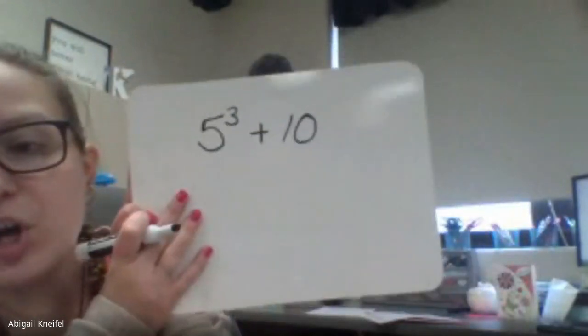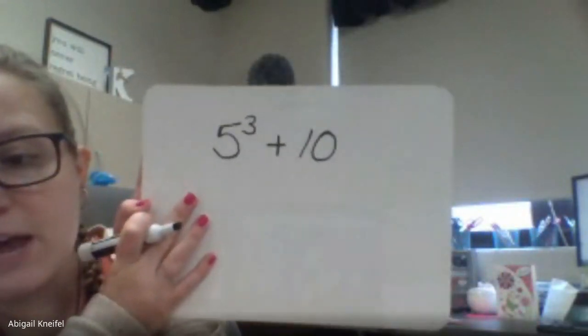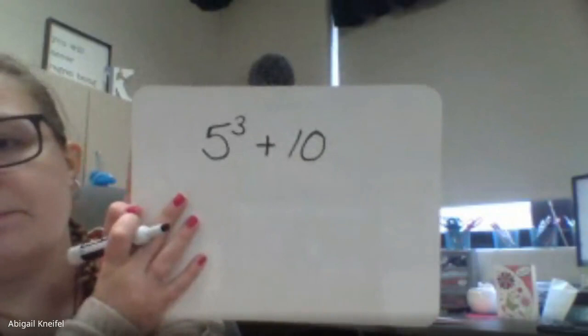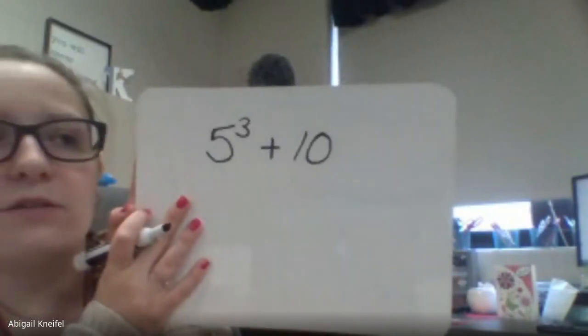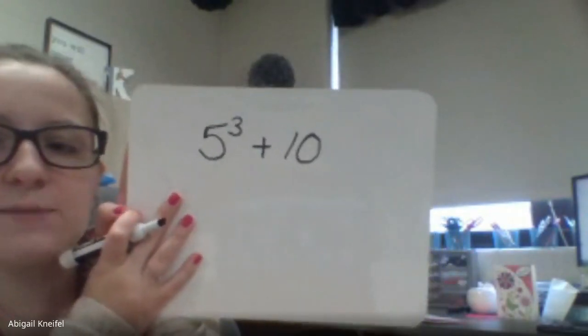5 to the third power. So 5 times 5 times 5 plus 10. It's a little bit harder for the exponent, it is at least.